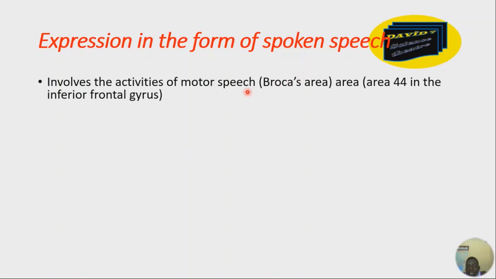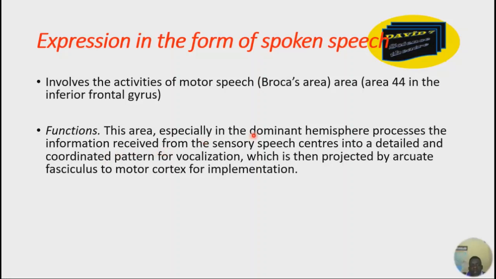This involves activities of the motor area, which is Broca's area 44 in the inferior frontal gyrus. Inferior frontal gyrus, that is area 44. And especially in the dominant hemisphere, it processes the information received from sensory speech centers into a detailed and coordinated pattern of vocalization, which is then projected by the arcuate fasciculus to the motor cortex for implementation. Okay, so that is the Broca. Let's continue.